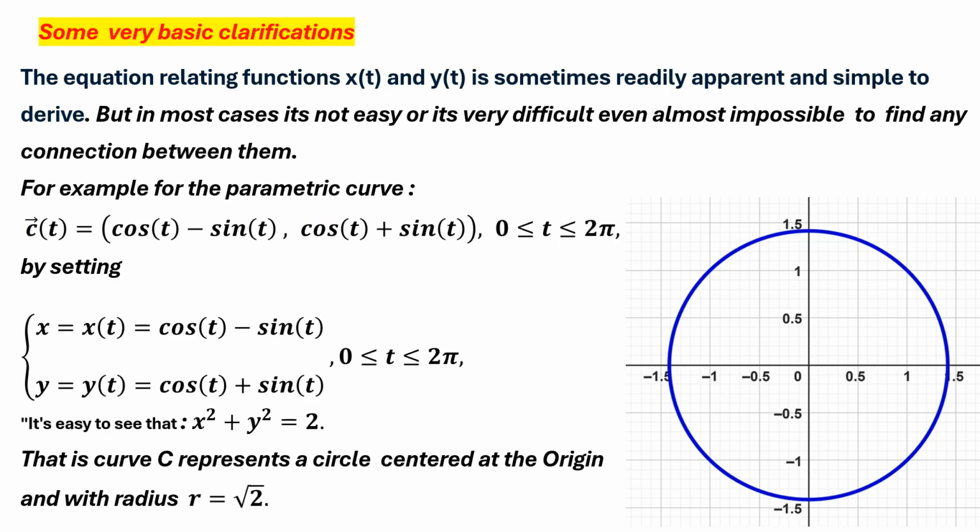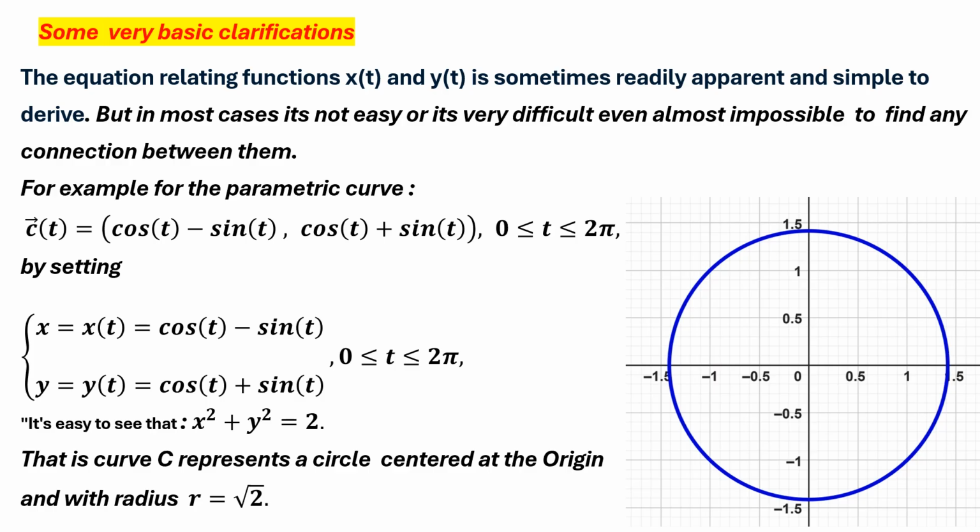The equation relating functions x of t and y of t is sometimes readily apparent and simple to derive. But in most cases it's not easy, or it's very difficult, even almost impossible, to find any connection between them. For example, for the parametric curve that lies below.